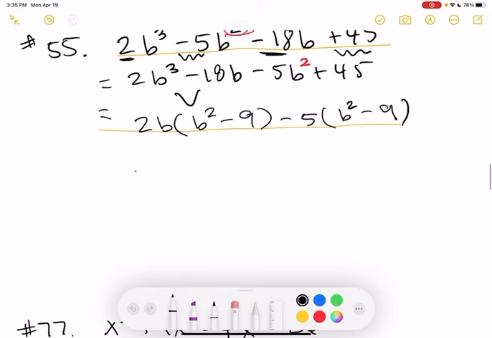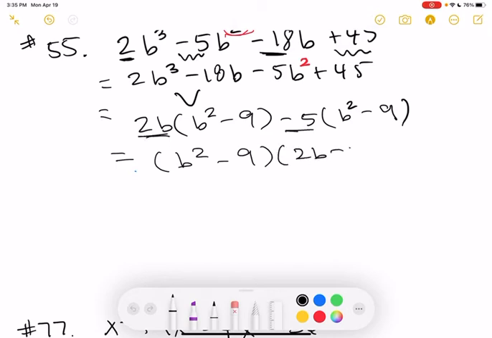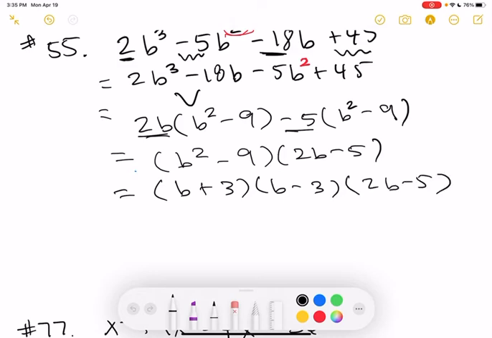Okay. I can see the end. That b squared minus 9. We pull out front, leaving us with 2b minus 5. And I wish we were done because I've spent so much time on this problem, but we aren't done yet. What else could we do? Look at that b squared minus 9. We can keep going, right? Difference of squares. So we have b plus 3 times b minus 3. And then just bring down that 2b minus 5. Yay, we made it through that one.